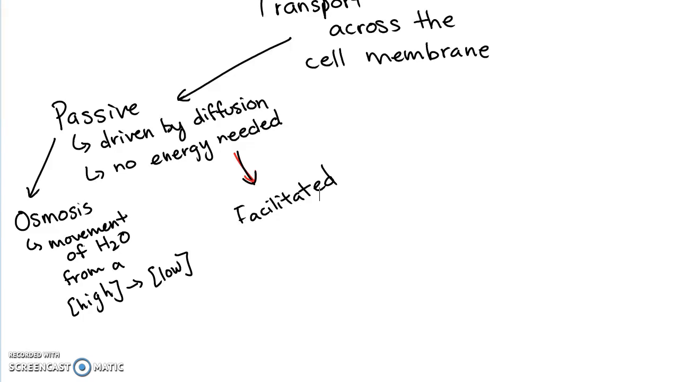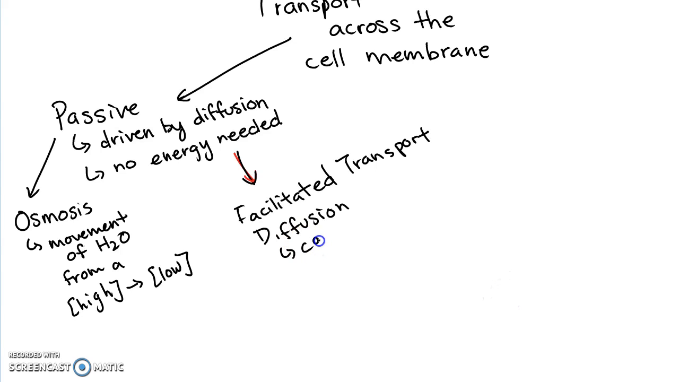Okay, so continuing from that video, I think I was writing out facilitated diffusion. So that is another type of passive diffusion. This facilitated transport is still driven by diffusion. Things are moving from a high concentration to a low concentration, but they might be bigger molecules, so they might need a protein to go through.